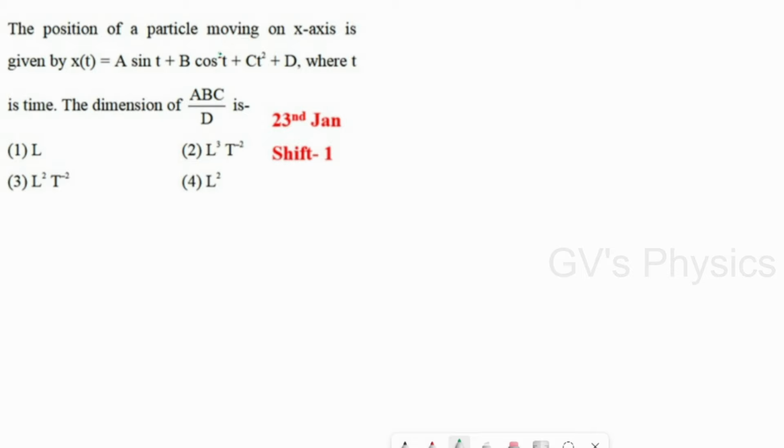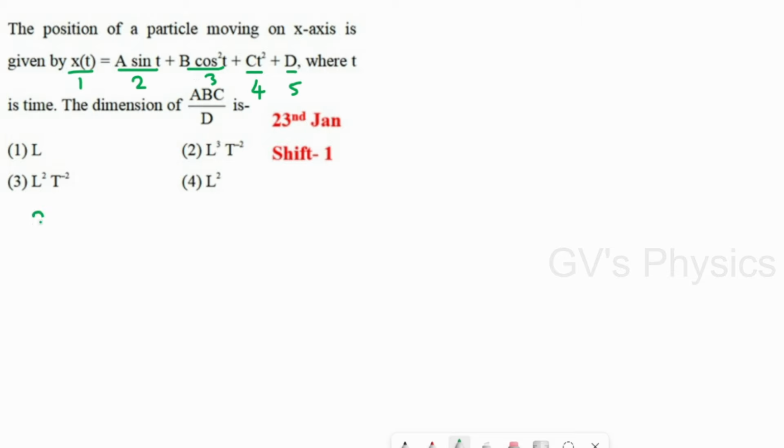Next question, the position of a particle moving on x-axis is given by x is equal to a sin t plus b cos square t plus c t square plus d, where t is time. They are asking the dimension of ABC by D. So in the equation, all the terms have the same dimension. So this is first term, a sin t is second, this third term, c t square is fourth, and d is fifth. All the terms have the same dimension.